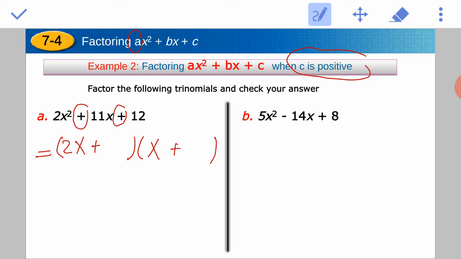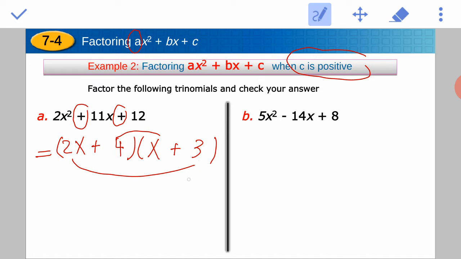Guys, if we take, for example, 4 times 3, we need to try. If it works, it's okay. If it doesn't work, we're going to erase and start over from the beginning. 2x times x is 2x squared, plus 4 times plus 3 is 12. The first and the last terms are okay. Now our challenge is to find the product of the outer and the inner. If their sum gives us the middle term, our factoring is correct. If not, you need to erase and start over.